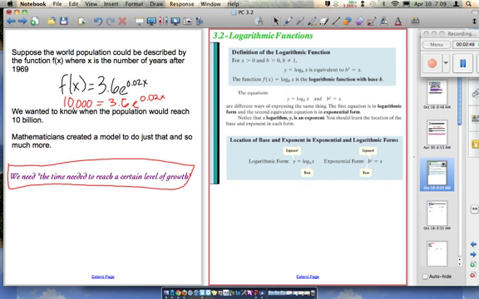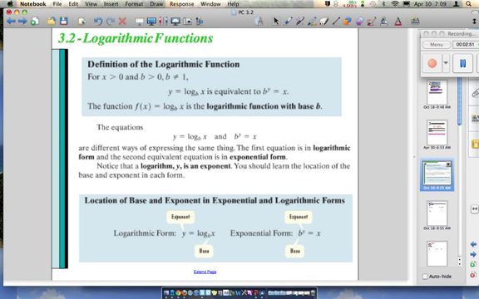So let's take a look at just what the definition of a logarithm is. So the definition of a logarithmic function, first of all, x has to be greater than 0. Notice where x is. And b is greater than 0. Notice where b is. This function says y equals the log base b of x. b is a subscript, so it's lowered down below the log there.